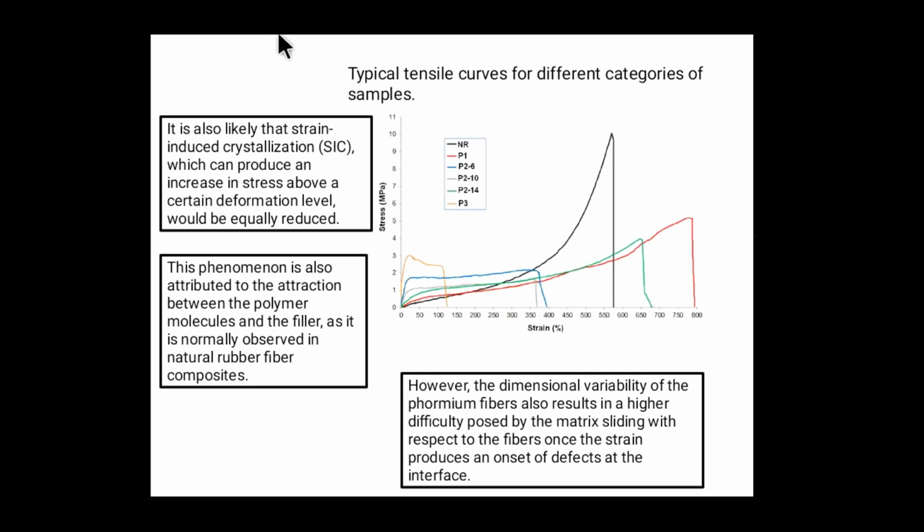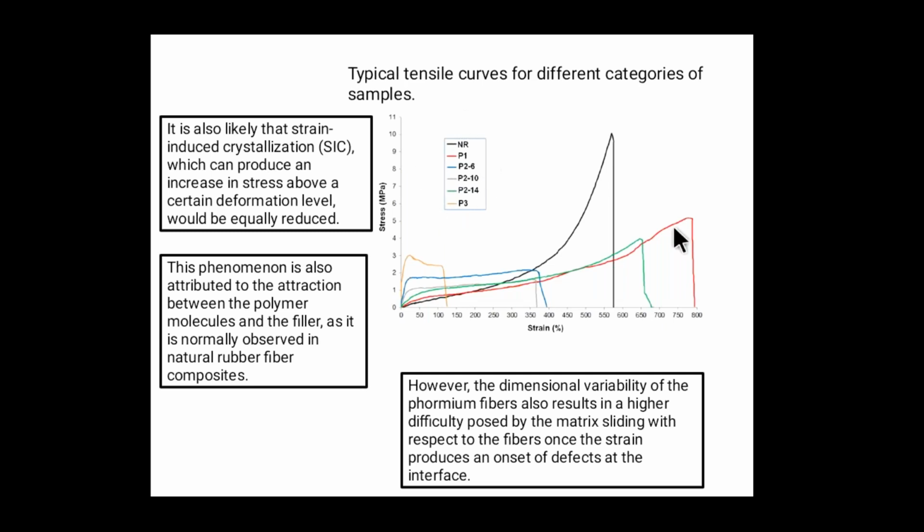So after making the specimen and analyzing the breakage, we are moving to the tensile curves of the different categories of samples. From this figure, I have shown the tensile performance of the 6 specimens: the natural rubber only, 6 mm, then the P2 strength rubber, 6 mm, 10 mm, 14 mm, then the maximum.